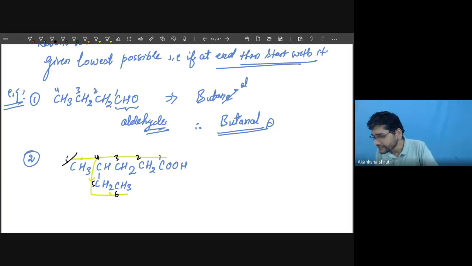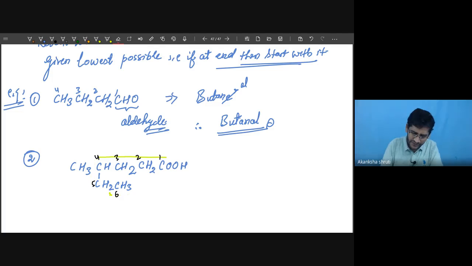Okay, some of you have given the correct answer. So students, leave this choice. This should not be considered. This is the longest chain that we have written. Now, the carbon atoms not in this main chain are considered as alkyl groups. So we need to consider this group also.